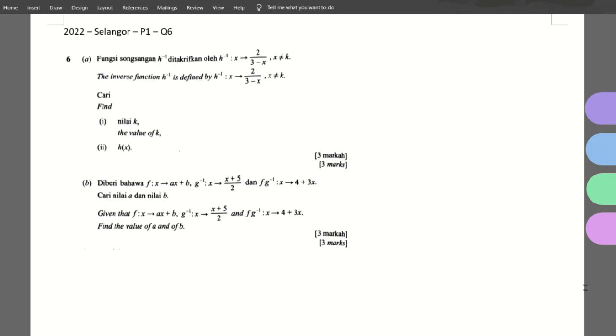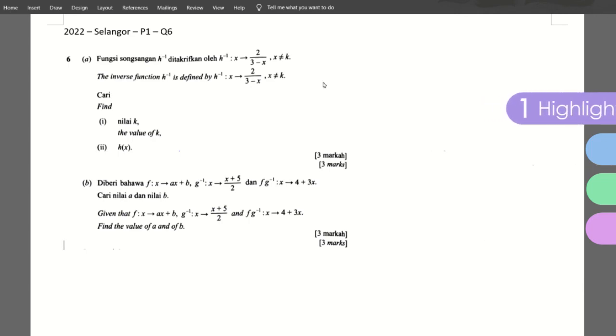Right, so in this video we will look at 2022 Selangor Paper 1 Question 6, and it's from Form 4 Chapter 1, Functions. Before we go into this question, you can pause this video and try it out yourself first.